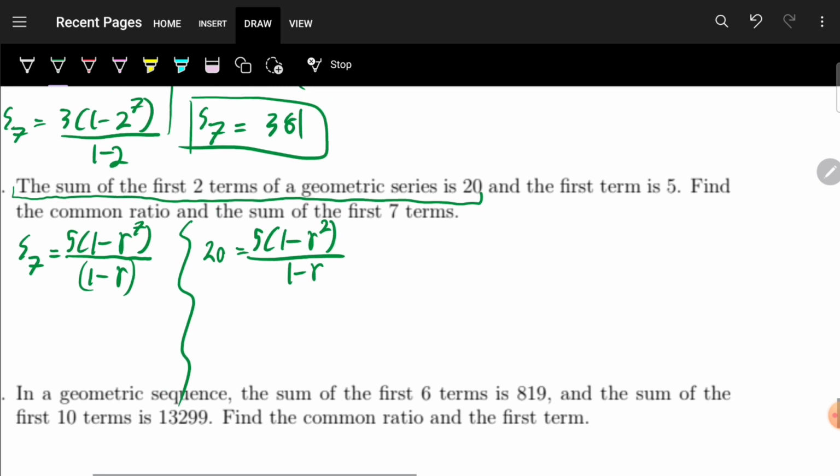All right, let's see what this is going to come out to. First, I'll divide both sides by 5, so 20 divided by 5, that's 4, and that's equal to 1 minus r squared over 1 minus r. So what can we do from here? From here, what I'll do is multiply both sides by 1 minus r.